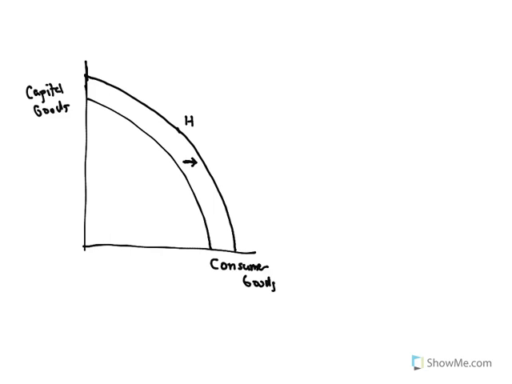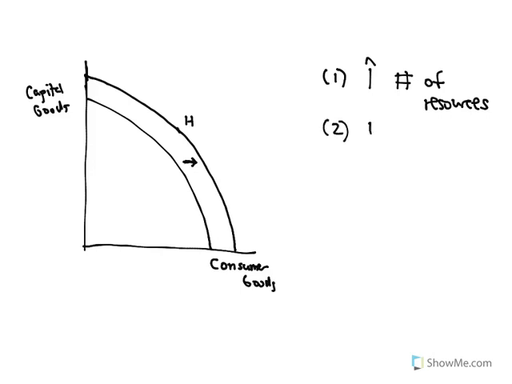An outward shift of the PPC can be caused by one or more of these three things. The first one would be an increase in the number of resources, right? So if we have more resources, more labor, more land, more capital, we can produce more goods and services, right? More consumer goods, more capital goods in this case. So that is one reason the PPC would shift outward.